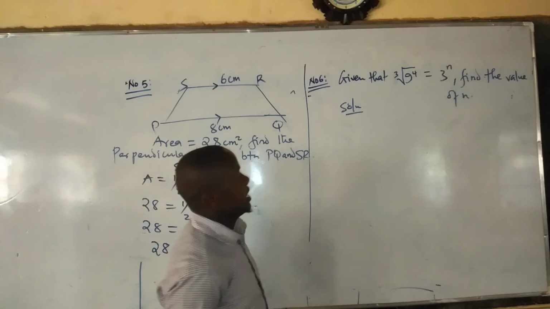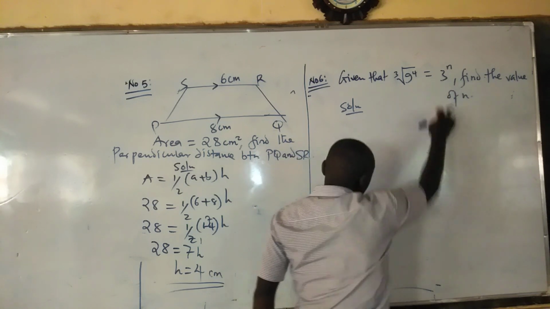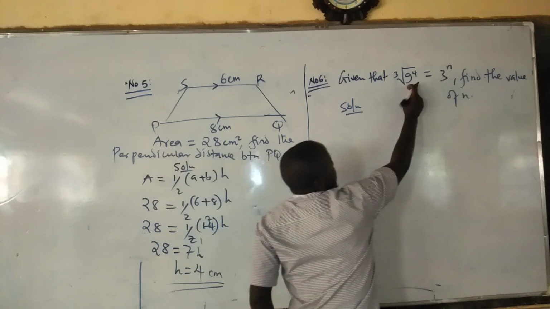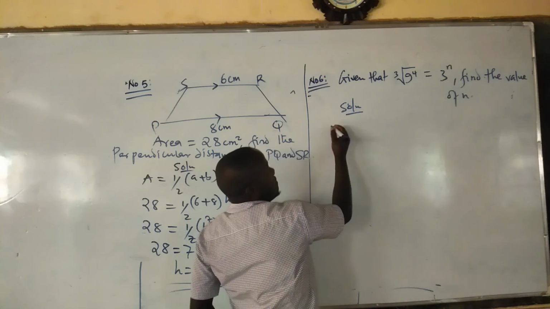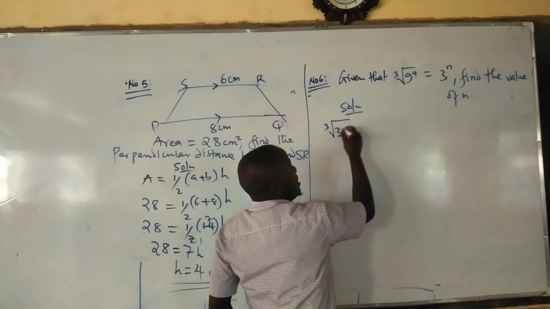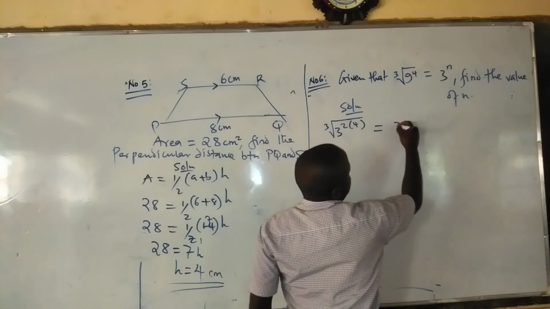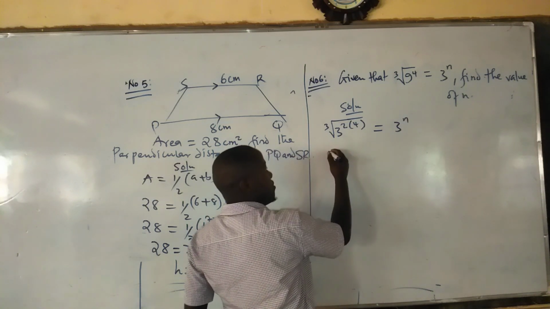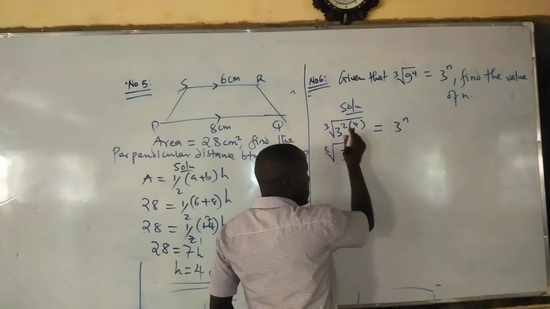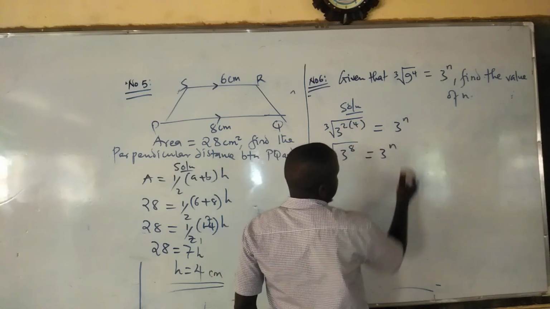To find n in this case, we should know that for you to equate these two, the base has to be the same. Therefore, 9 can be expressed to base 3, and therefore we can say the third root, instead of 9, we have 3 squared. Then we also have power 4, which should be equal to 3 power n. Therefore, the third root of 3 power 2 by 4, which is 8, is equal to 3 power n.